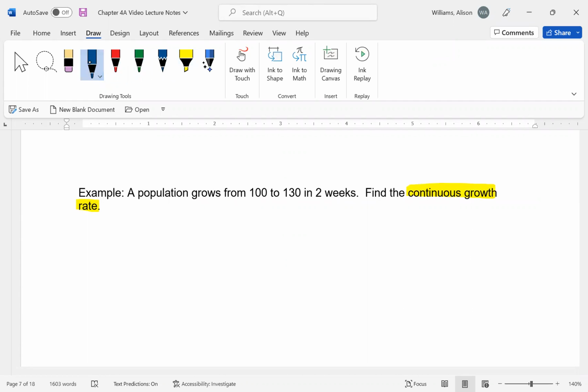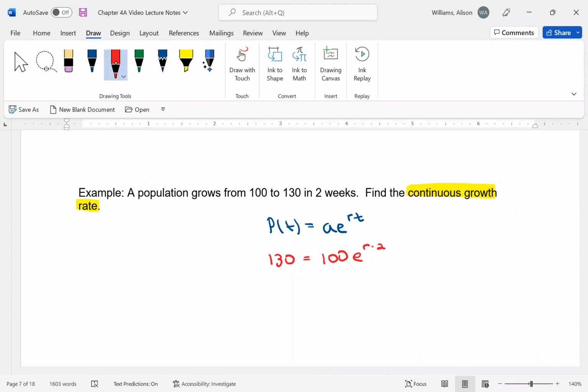Let me write it in blue. The model for the E equation, we'll call it P of T for population in terms of time, equals A E to the RT. So that's the model we'll use for growth rate. Okay, so let's plug in what we know. We know that the population equals 130. It started at 100, and we know that happened in a 2-week period. So I'll plug in 2 for T.